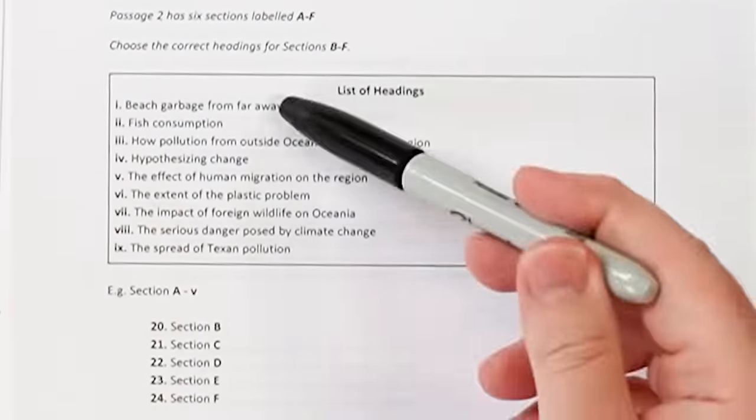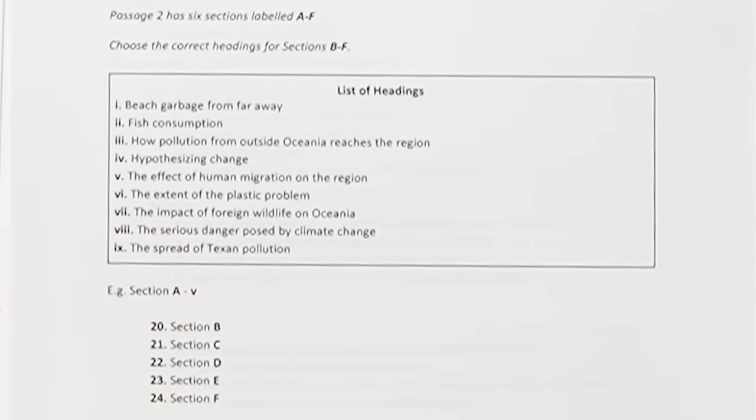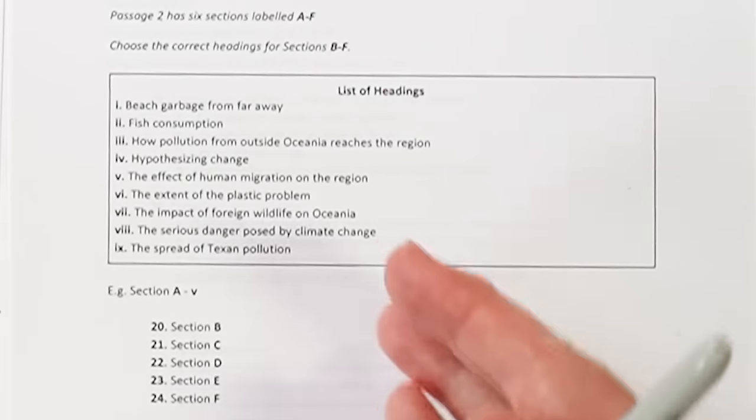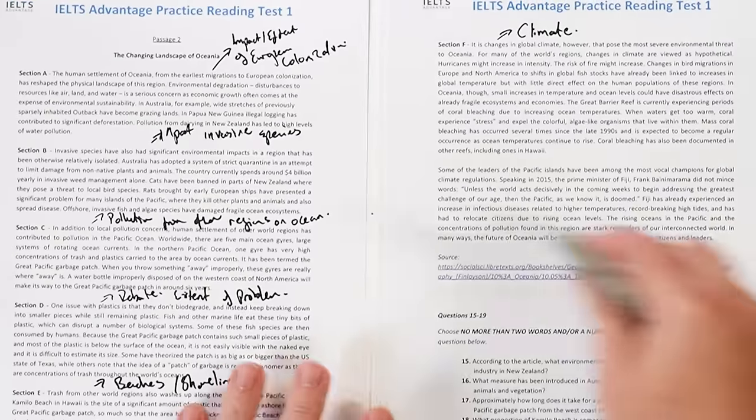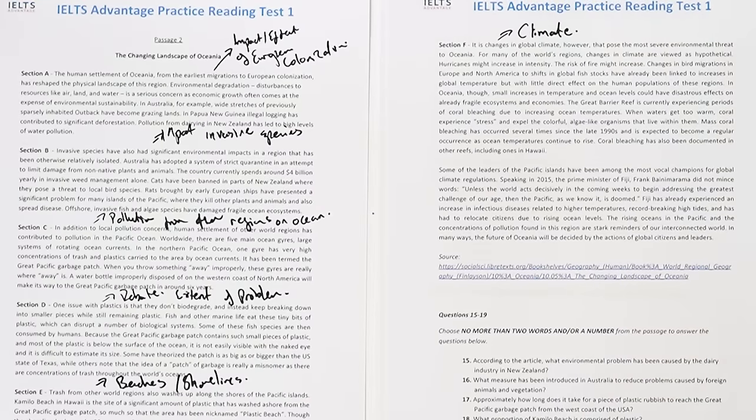So the next thing we're going to do is look at the actual headings. Beach garbage from far away, fish consumption, high pollution from outside Oceania reaches the region, hypothesizing change, the effect of human migration on the region, the extent of the plastic problem, the impact of foreign wildlife, the serious danger posed by climate change, and the spread of toxin pollution. So those are all pretty straightforward. I understand what those are. What I can do now is look at my headings and see if any of these match directly.